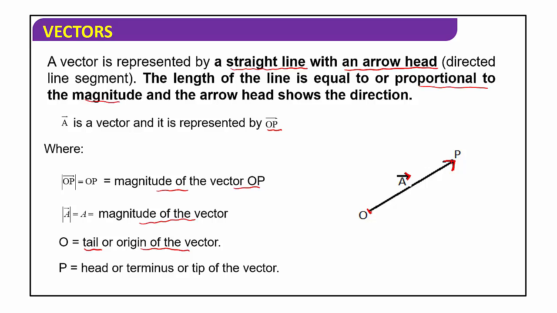So we are going to call it the origin or tail of the vector, and P indicates the head, terminus, or tip of the vector. Is it clear? Yes. How to represent a vector? A vector is represented by a straight line with an arrow mark. The length of the line gives the magnitude, and the arrowhead gives the direction. So this is all about the representation of a vector.